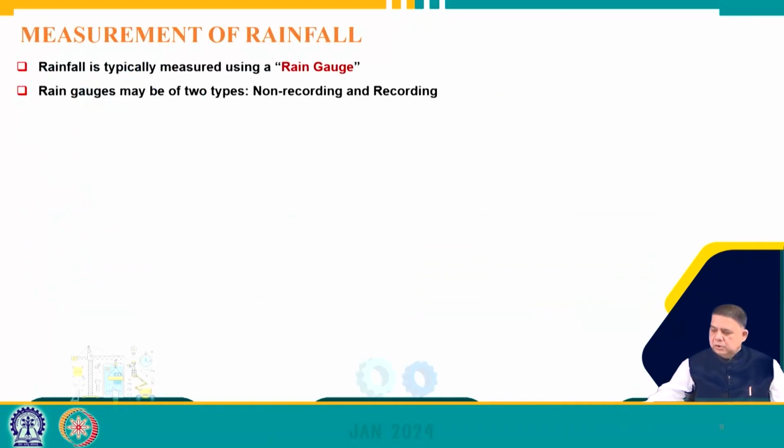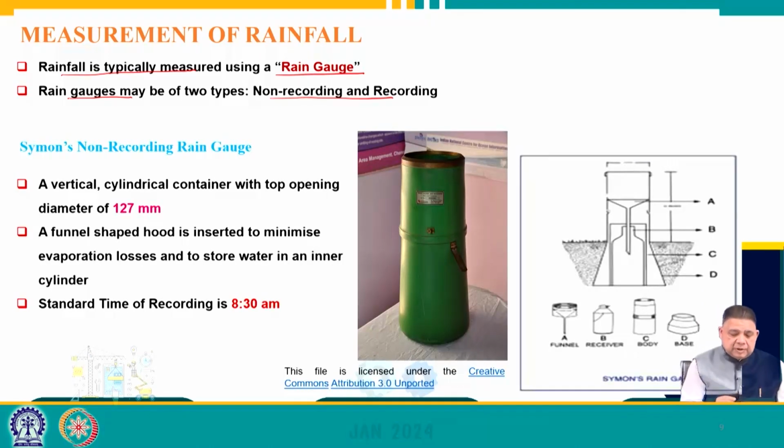Now, coming to measurement of rainfall, rainfall is typically measured using a rain gauge, and rain gauges may be of two types, non-recording and recording type. Coming to the non-recording type of rain gauge, Simon's rain gauge is the most common, most popular one, and basically it consists of a vertical cylindrical container with a top opening diameter of 127 millimeters.